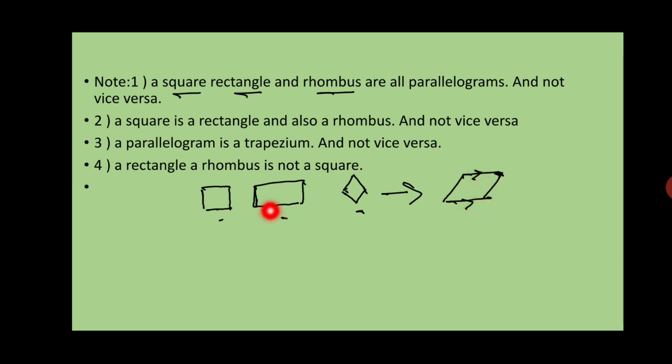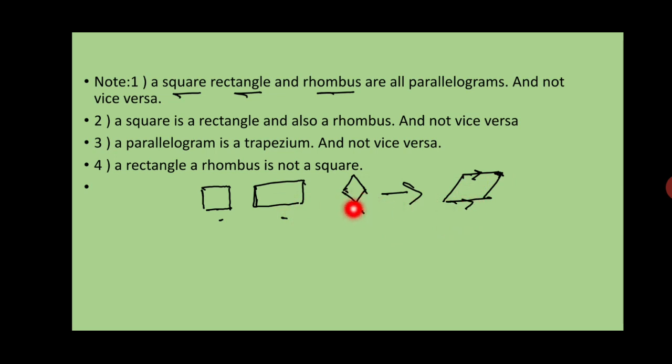Similarly here, a parallelogram is not a rectangle. Here also, see, opposite sides are equal. This holds good. Opposite sides are equal. But here, all angles are equal. But here, only the opposite angles are equal. Therefore, a parallelogram is not a rectangle.